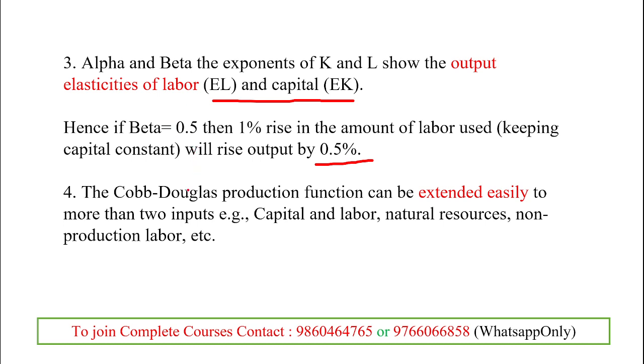Okay. And then the Cobb-Douglas production function can be extended easily, and it can be extended to more than two inputs, that is, here it shows capital, labor, natural resources, non-production labor, etc. Okay.